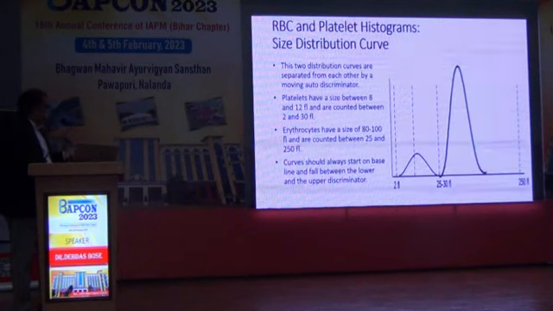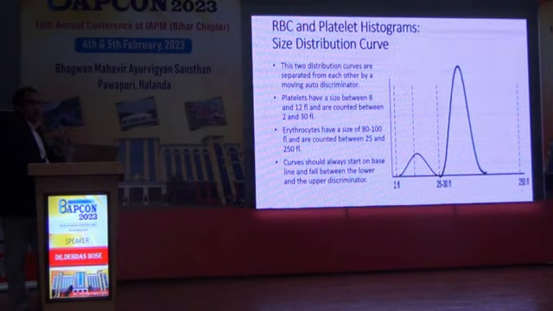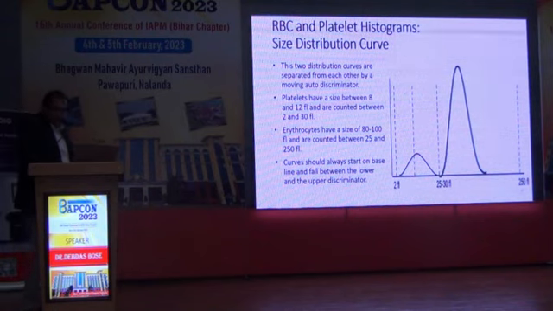So we have seen the RBC curve, we have seen the platelet curve. So what abnormalities can we get from this? Just by observing the curve, we can suspect some abnormality. What are the abnormalities?